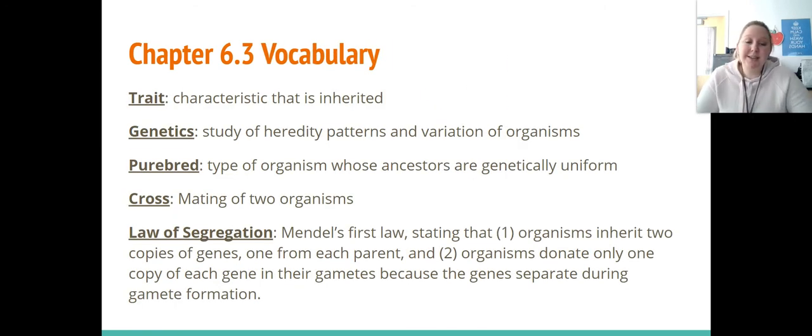A trait is a characteristic that can be inherited. This is something we're going to talk about a little bit more when we get into Punnett squares. Genetics is the study of heredity patterns and variation in organisms. A purebred is a type of organism whose ancestor is genetically uniform, meaning all of their DNA through their lineage is the same. A cross is the mating between 2 organisms.